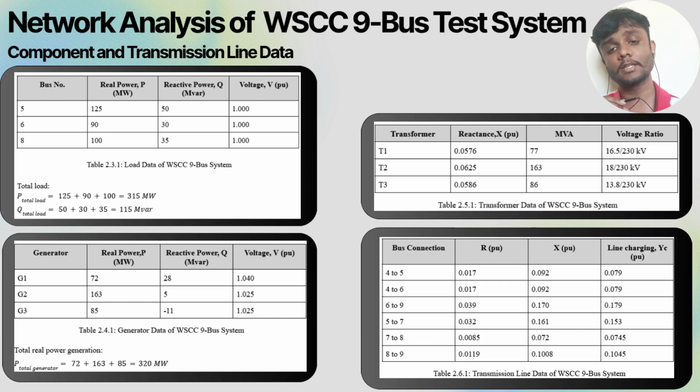From the generation side, there are 3 generators. So G1 supplies 72 megawatts, G2 supplies 163 megawatts, and G3 supplies 85 megawatts. So this gives a total power generation of 320 megawatts.